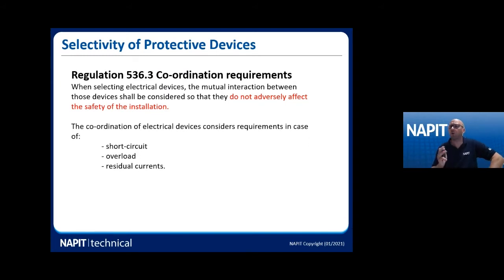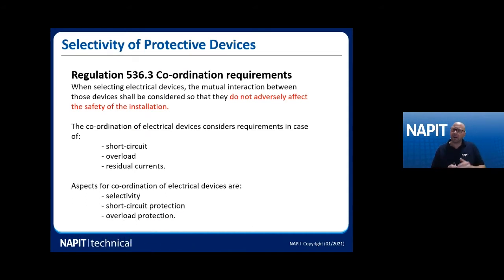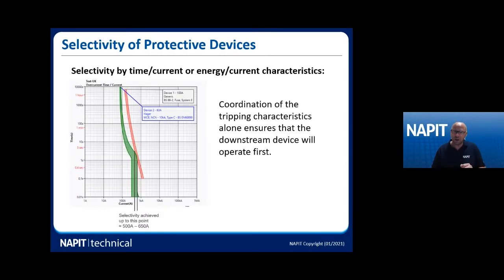Now, when we talk about coordination of electrical devices, we need to consider short circuits, overloads, and residual currents. And the aspects for coordination of those devices would be that we looked at selectivity, we looked at short circuit protection, and also overload protection. Okay, so at this point, I'm going to hand over to Ian from Hager, who's going to talk you through selectivity by time current. Over to you, Ian.